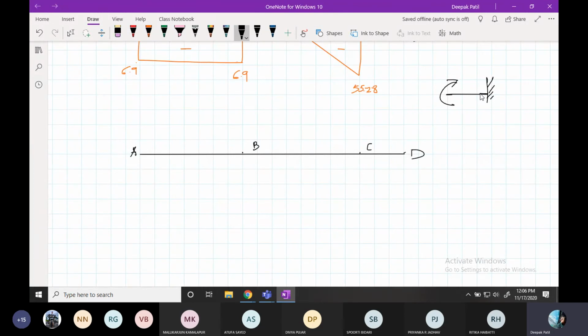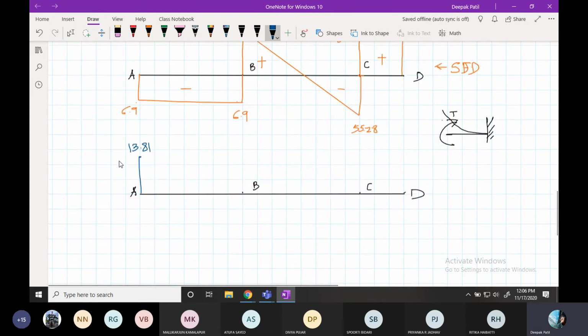So how will the beam bend? The beam will bend like this. So where is the compression side, top or bottom? The compression side is the top. So you have to put that 13.81 on the top side.